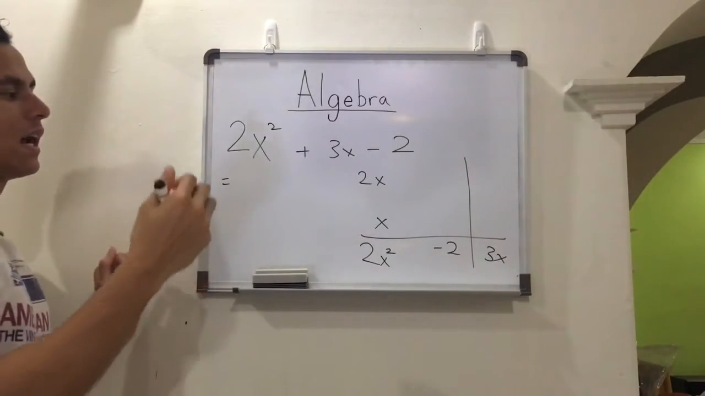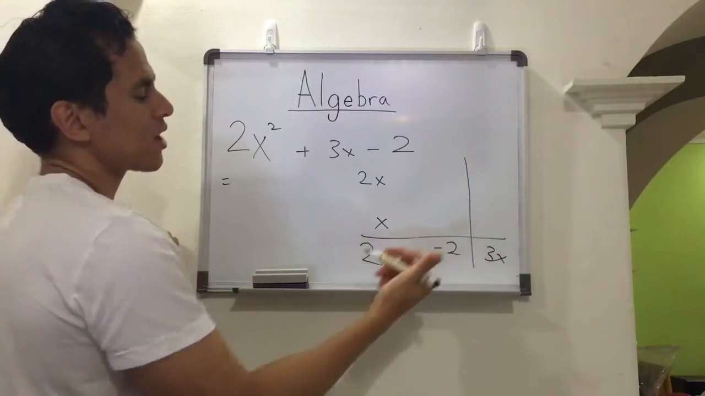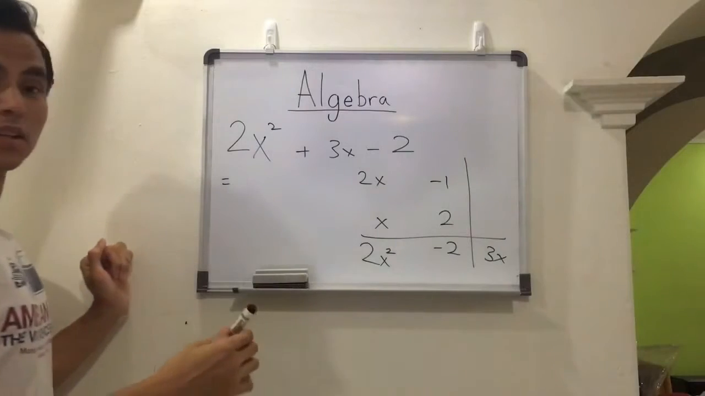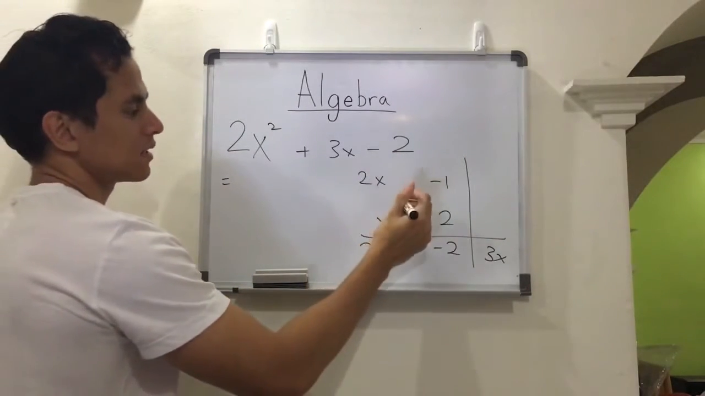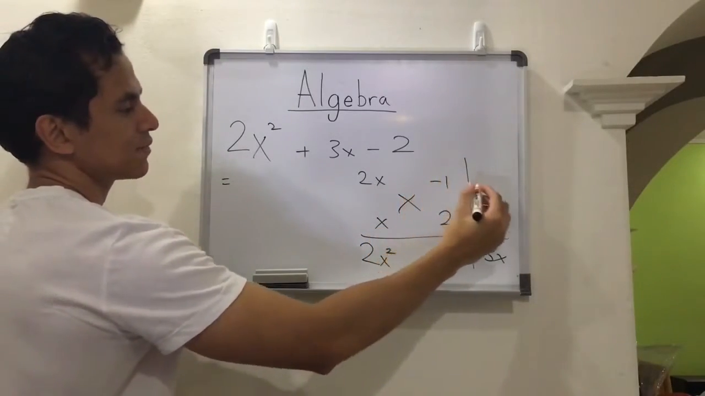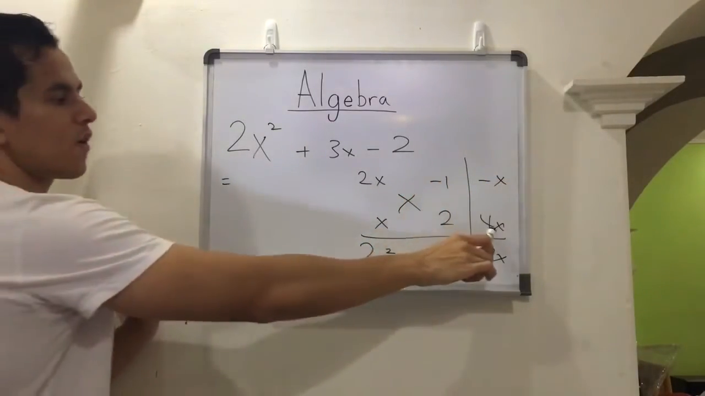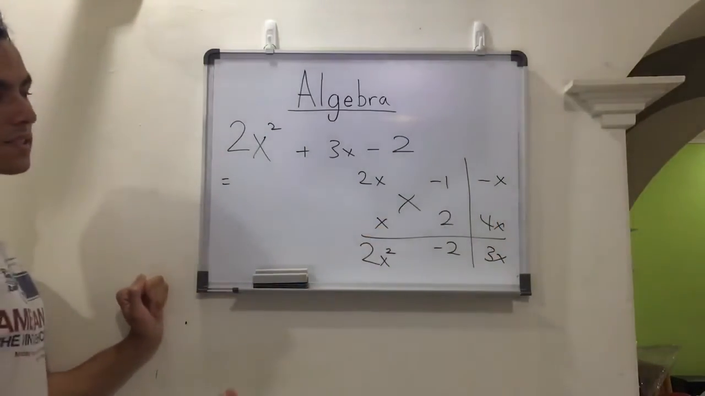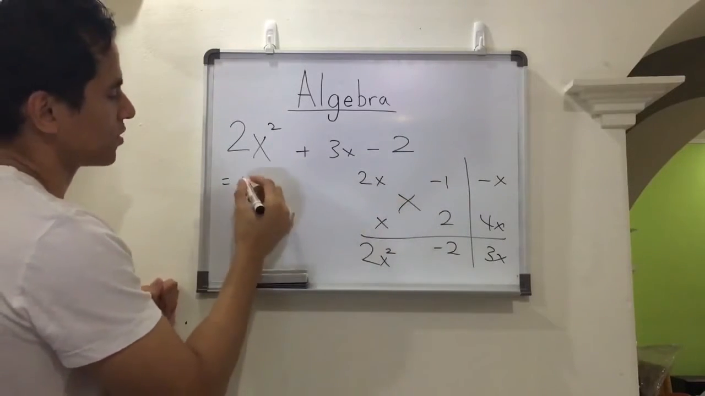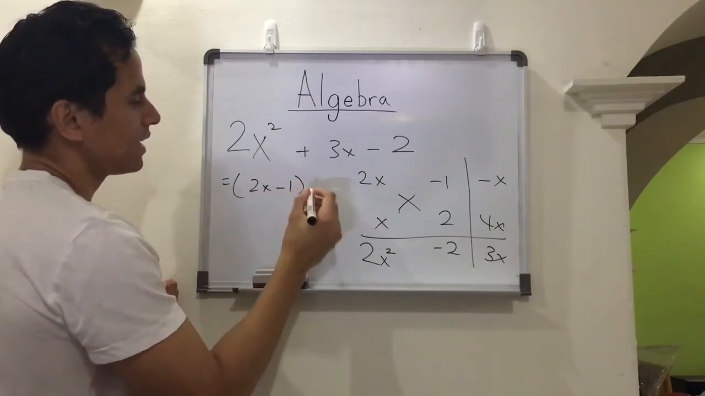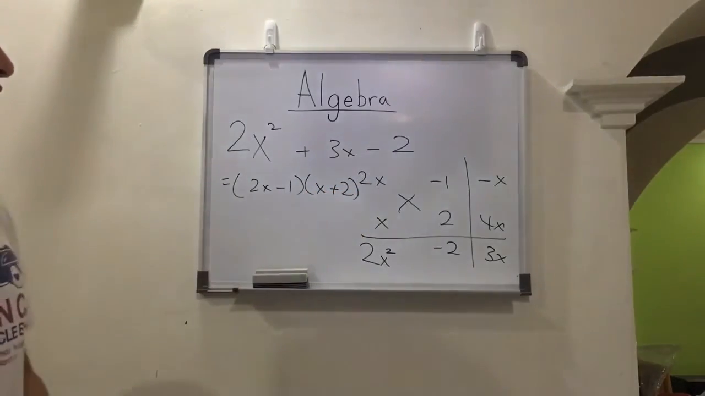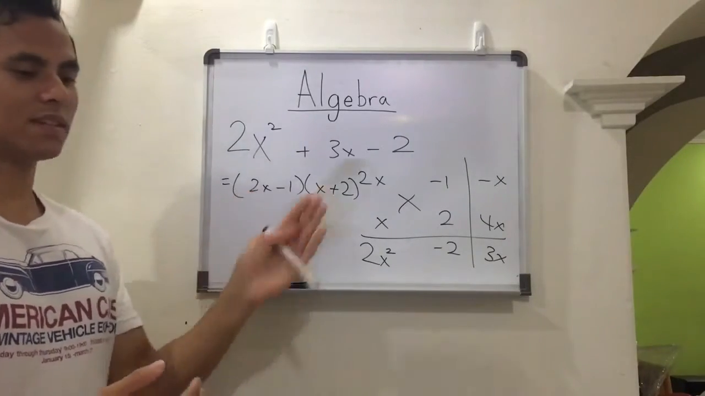So I try. Let's say, let's put a 2 here and a negative 1 here, right? So 2x times 2 giving us 4x, x times negative 1 giving us minus x. So 4x minus x, you add them up, you get 3x. So this is correct. So the factors are just as such. So I'm going to rewrite this as 2x minus 1 and x plus 2. Okay. So that's all for this example, and we have solved it.